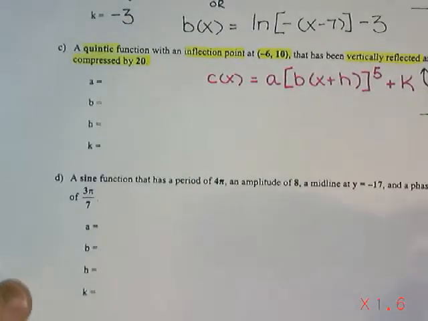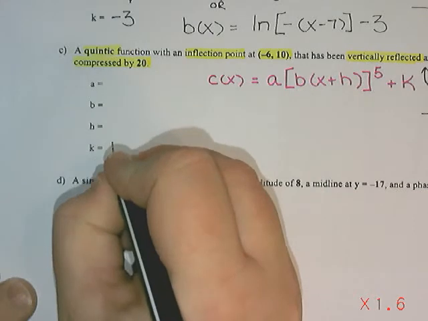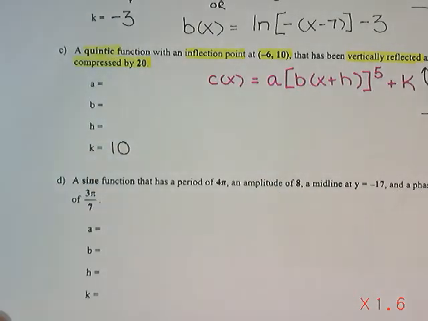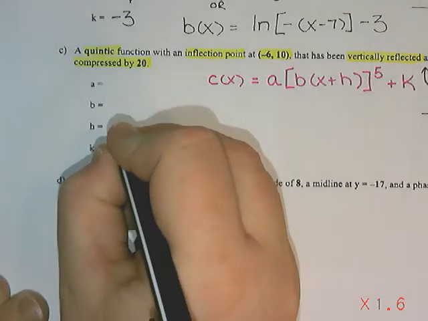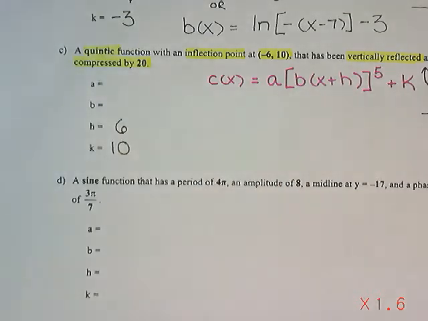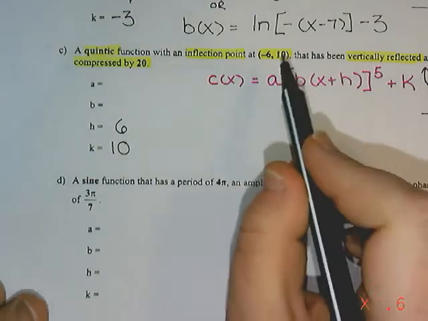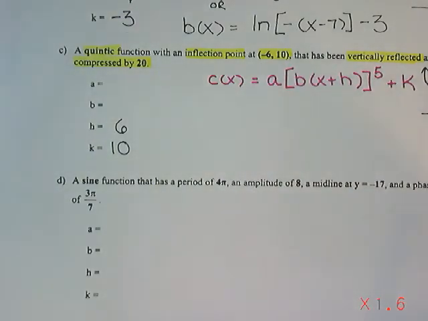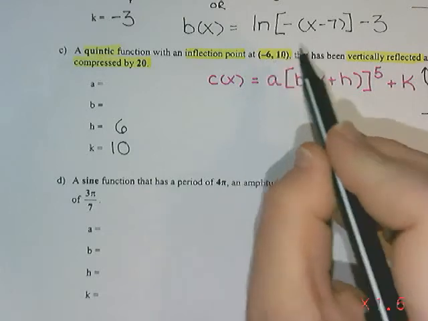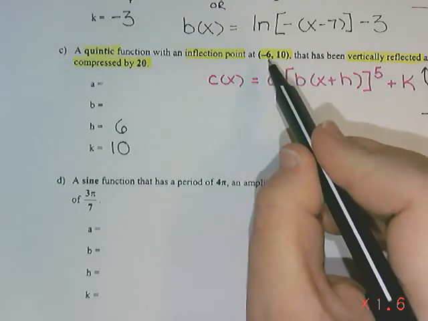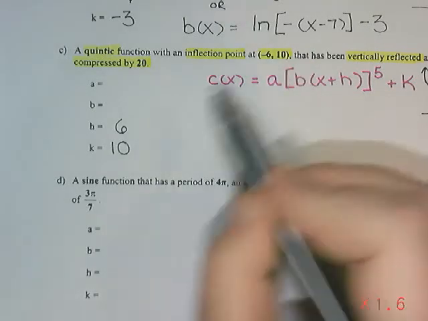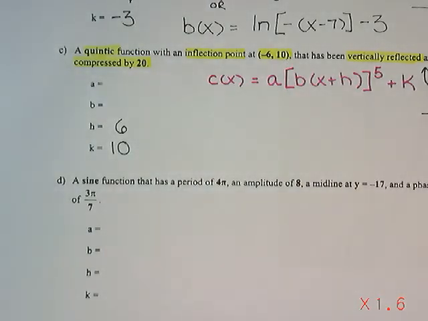So if it's gone up 10, that means my k value is 10. And if it's gone left 6, that actually means we would do plus 6 as our h value. So the inflection point or the vertex is usually -h and k, right? So the opposite of what you see for the x value and then exactly what you see for the y value. It also mentions that it's been vertically reflected and vertically compressed by 20.